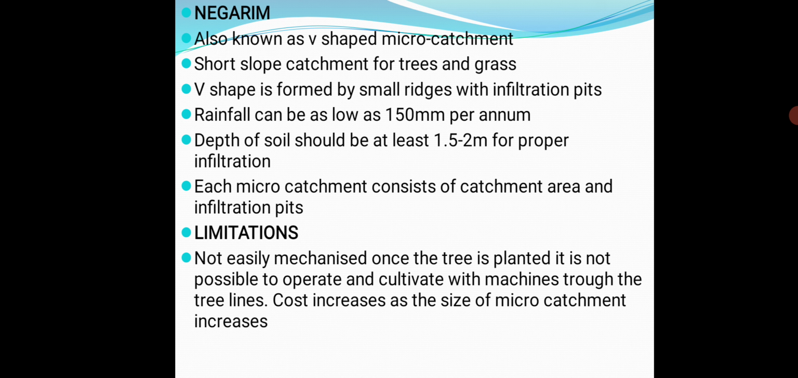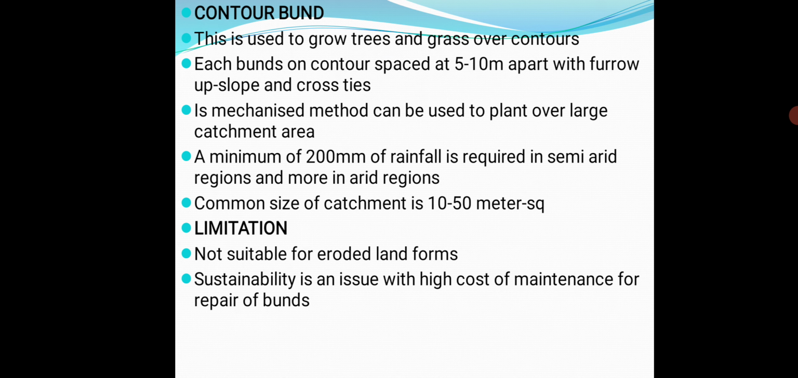Next, the limitations: not easily mechanized. When the tree is planted, it is not possible to operate and cultivate with machines through the tree lines. Cost increases as the size of microcatchment increases.